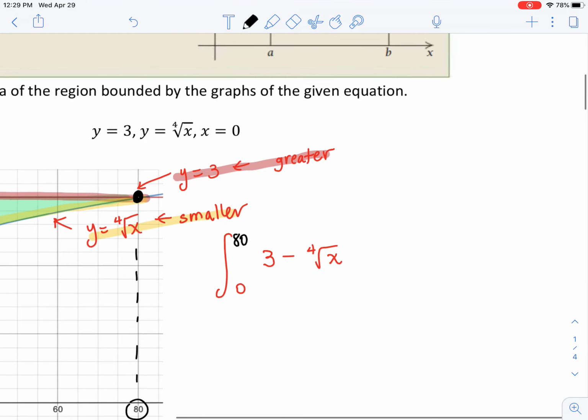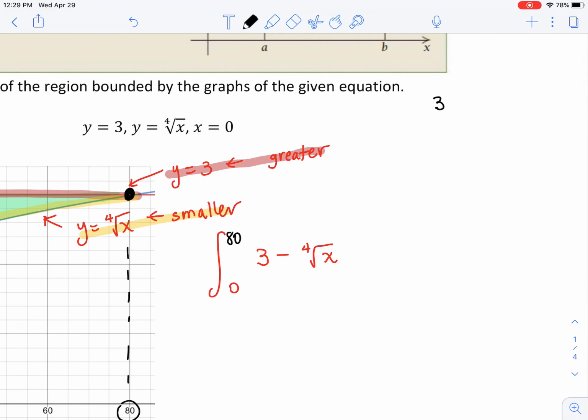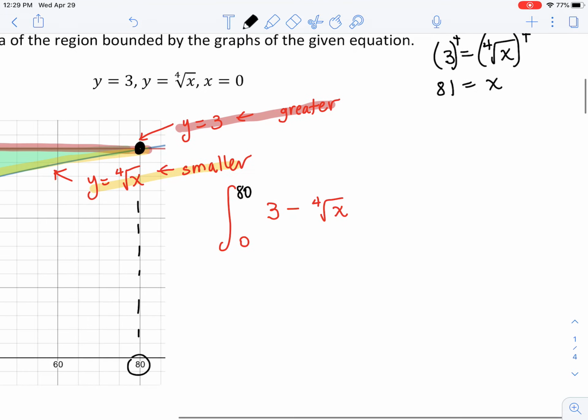So what we can do is this. They intersect when they have the same function value, right? When they have the same y value. So this is what you can do to find 80 algebraically. Set that function 3, that's the first function, equal to 4th root of x, okay? So in order for us to solve for it, raise both sides to 4th power. And if I raise 3 to the 4th power, that's raising what? That's 9 times 9. That's going to be 81.